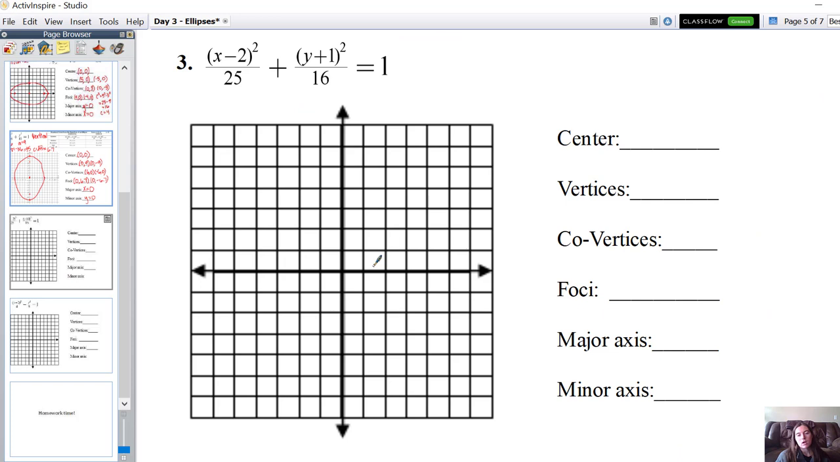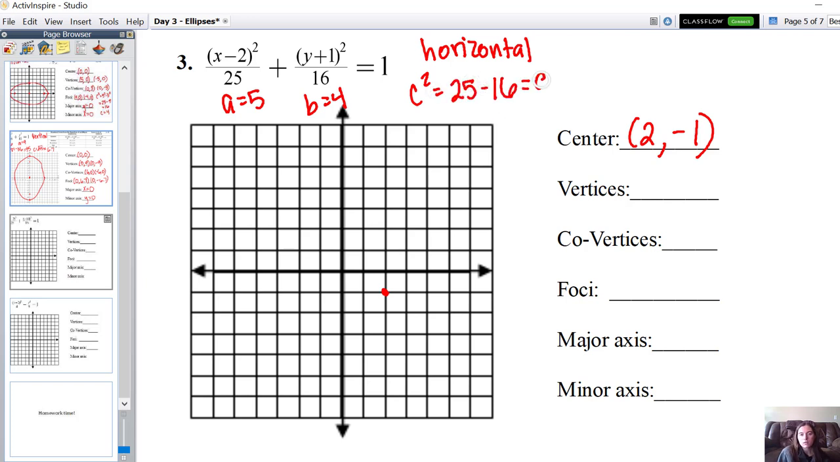This time, our center is not at the origin. We have x minus 2, so we're going to change the sign there, and y plus 1, also changing the sign there. So our center is at 2, negative 1. The bigger denominator is with x, so this one's going to be horizontal. Our value of a is 5, and b is 4. Let's go ahead and find c. So we found c, and now I'm going to find my vertices, co-vertices, and foci.